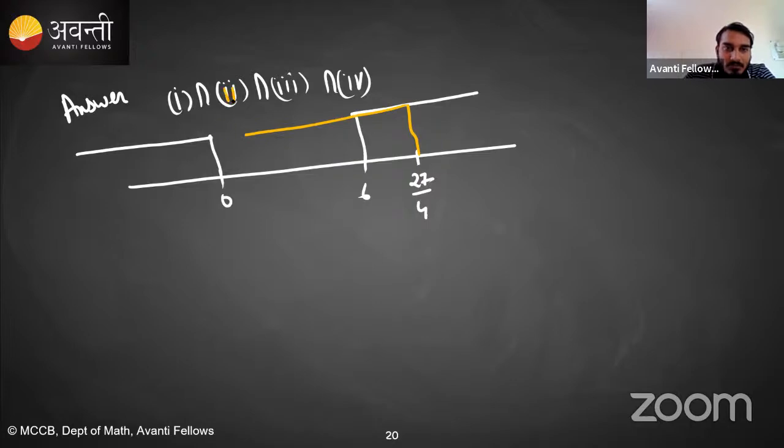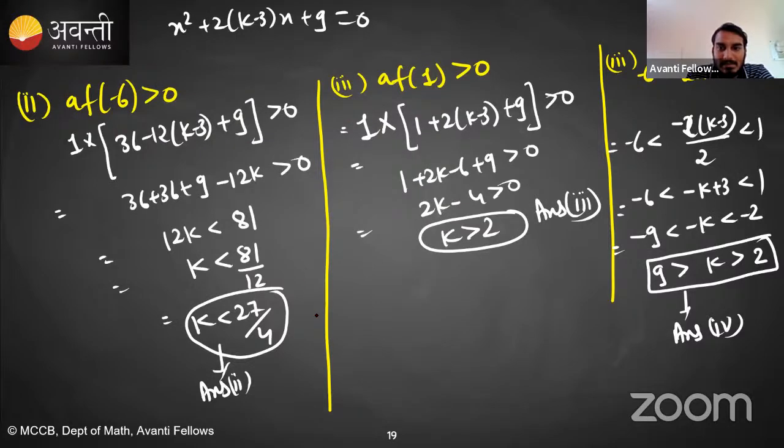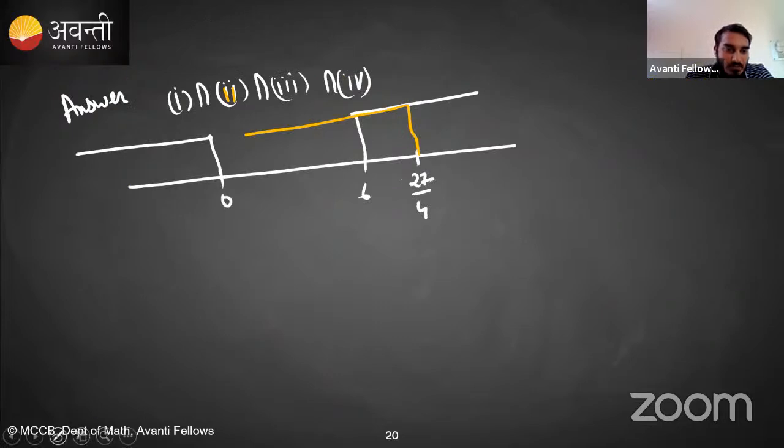This is second. Now the third part is saying that k is greater than 2. So let me do it with the red. Third: k greater than 2. This is 2. So k should be greater than 2, right? K should be greater than 2.